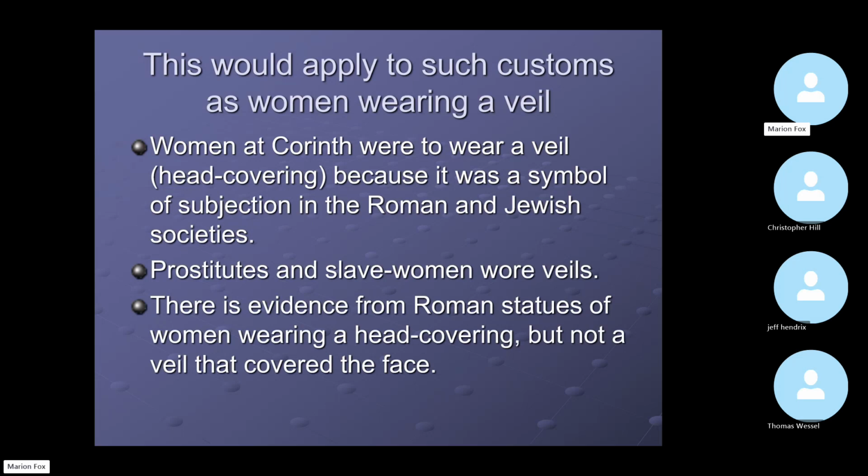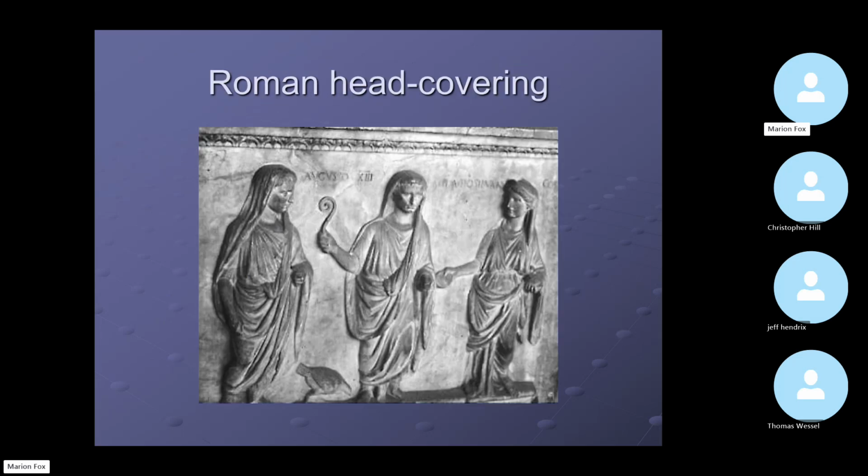There's evidence from Roman statues of women wearing a head covering, but not a veil that covered the face. So let's look at some of these. We have this as a relief carving, which is basically carved out of the stone and we don't see the back side of it, just the front side. That's called a relief carving. These are three different women. Notice the veils that they have over their heads. And they don't cover their faces. They have their head covered. And here and here and here.